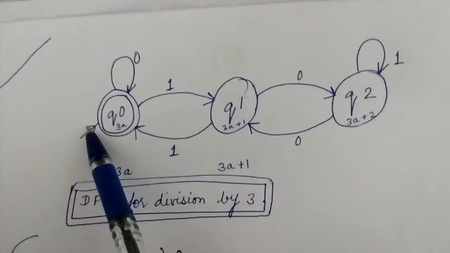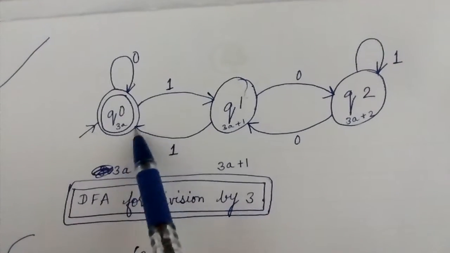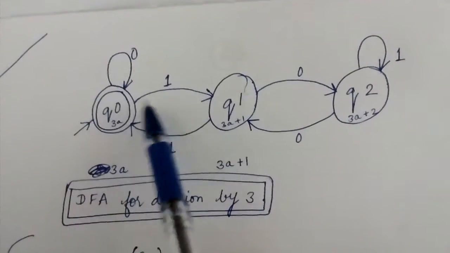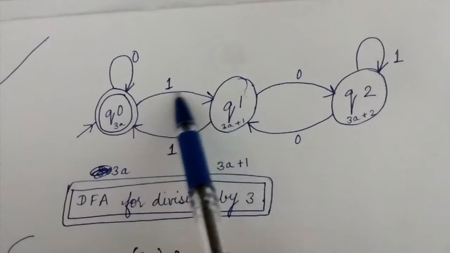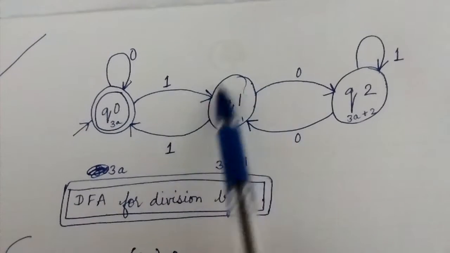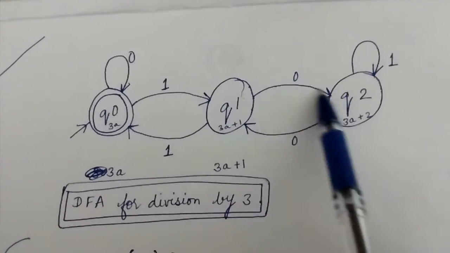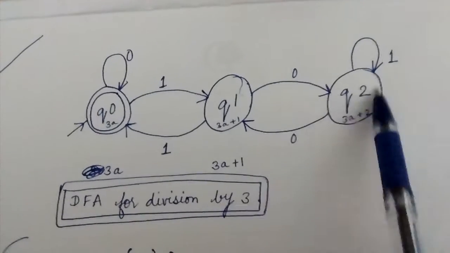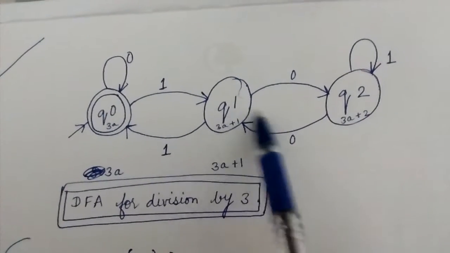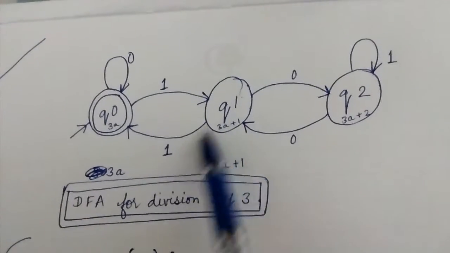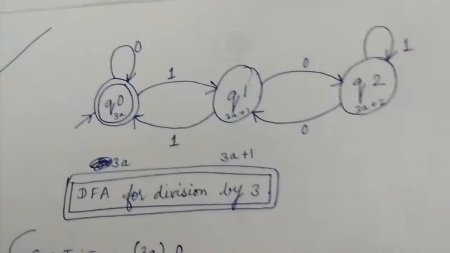This arrow represents the start state. So our machine is in state q0 at the beginning. If we get 1 as an input, our machine goes into state q1. If we get a 0 as an input, our machine goes into q2. And from q2, if we get 0, then our machine goes into this state.